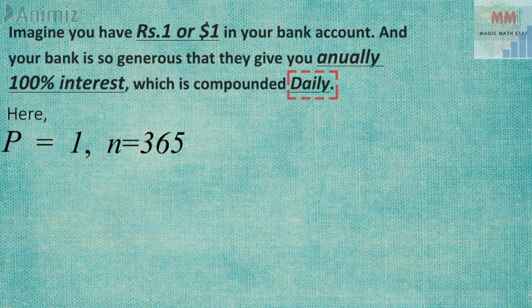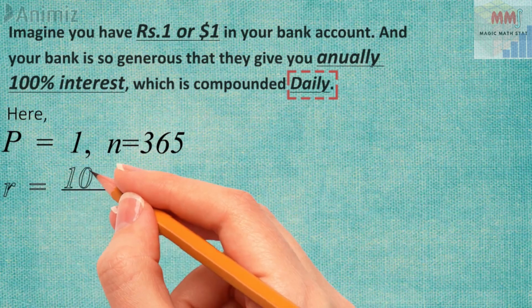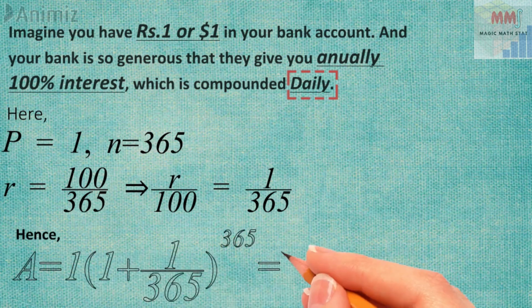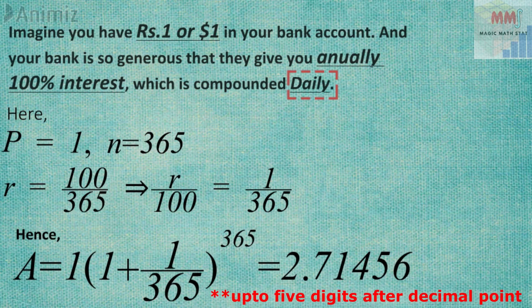Now the r will change. So we have annual interest of 100% and in 1 day the interest is r equals to 100 by 365 and that gives us r by 100 equals to 1 by 365. And putting these values in the formula, we get the total amount after 1 year is 2.71456. So in the table you can see again the total amount increased.